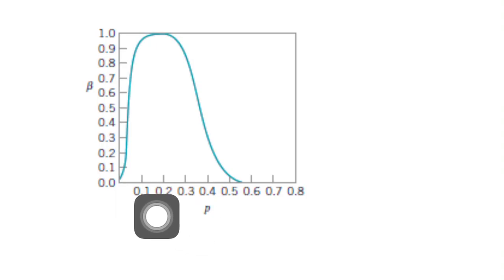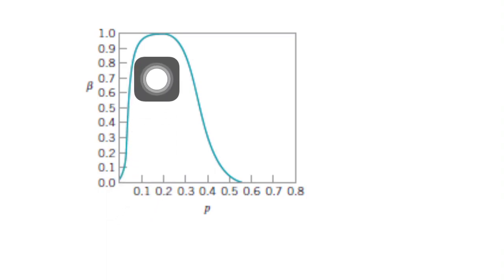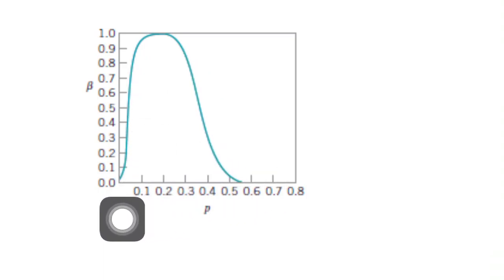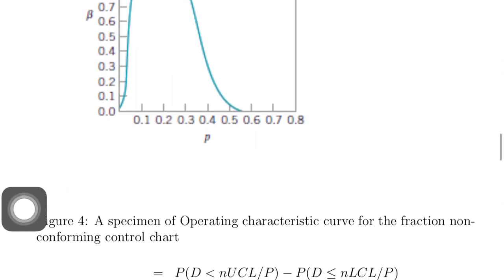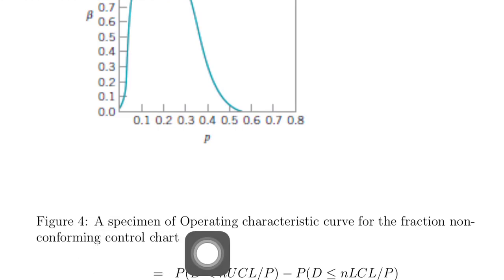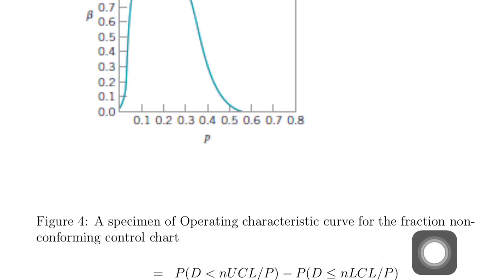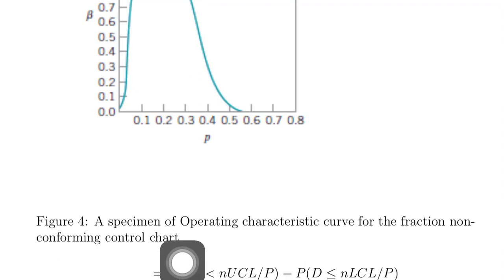Okay, and the curve will have this shape. This is only a specimen. This is an OC curve in a particular example, and not always will the curve be like this, but this is only a specimen. So I'm adding a caption here: a specimen of operating characteristic curve for the fraction non-conforming control chart.